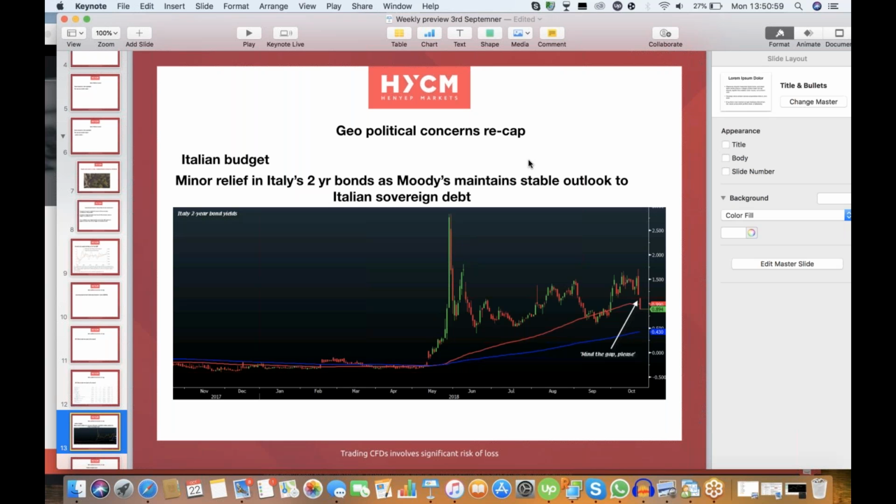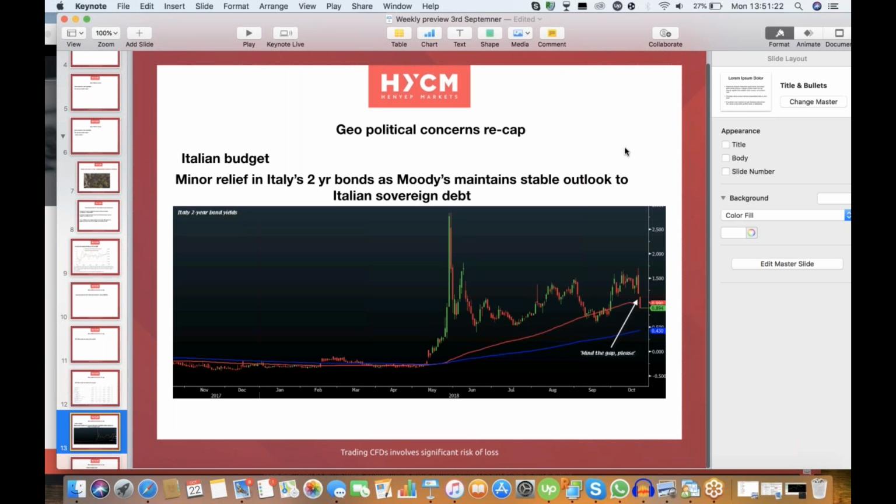But now what the market's looking forward to is S&P, the Standard & Poor's rating agency, announcing their view on Italian sovereign debt this Friday. If they downgrade the Italian sovereign debt, we're going to see more weakness in the euro, and we're going to see the yields on bonds increasing.